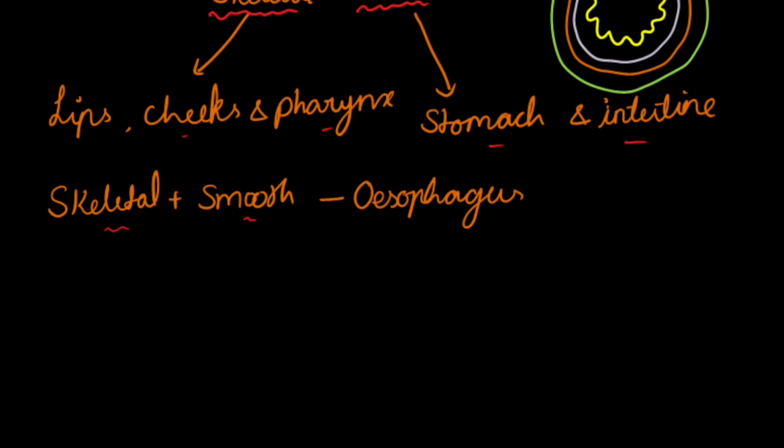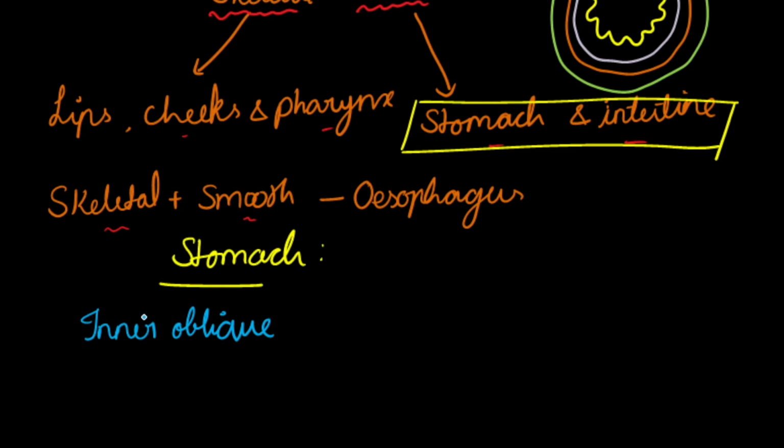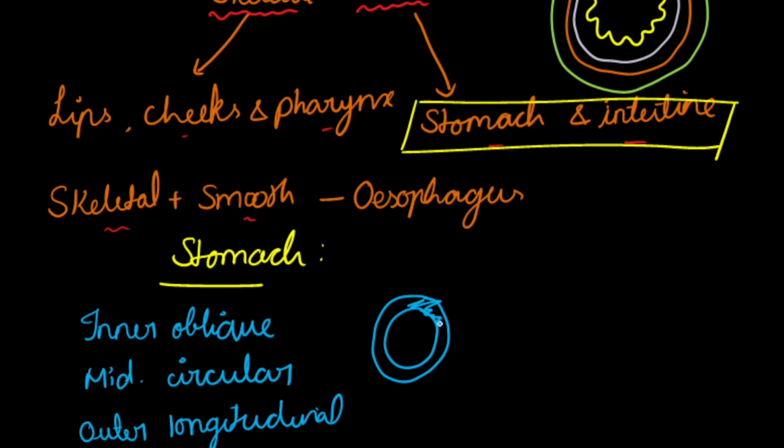So now we are going to talk regarding the smooth muscles of stomach and intestine in particular. So in case of stomach, we are having three muscular layers. One is inner oblique, then middle circular, and another one outer longitudinal. Oblique fibers will be there like this.